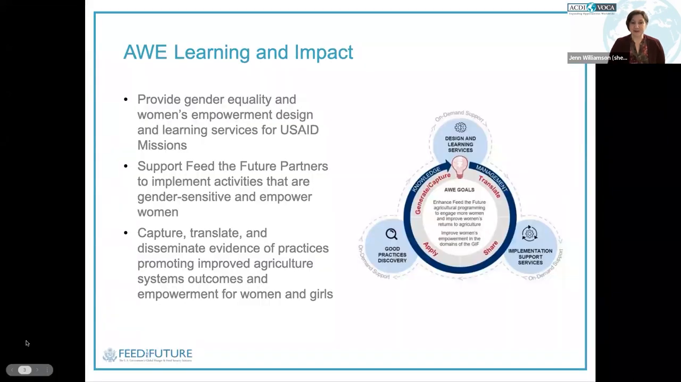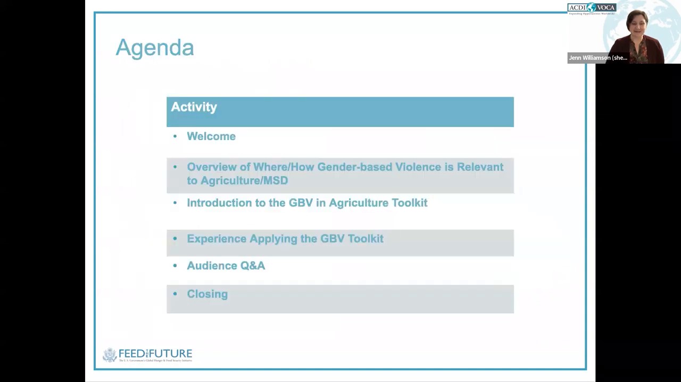So this is just a little bit of an overview of the type of work we do and how we do it. We provide design and learning services for missions. We provide support for implementing partners. And we also do a lot of capturing, translating, and disseminating evidence of practices that promote improved outcomes. And this is how the GBV toolkit was developed, which my colleague Liz is going to speak to later in this session. So we're very excited to come to you today. And next slide, please.